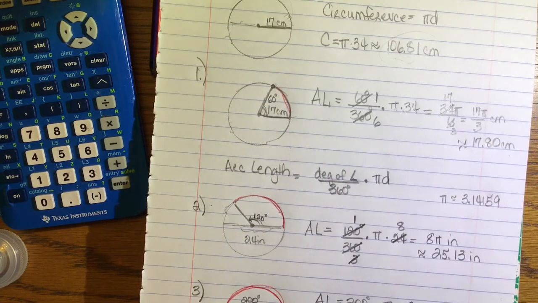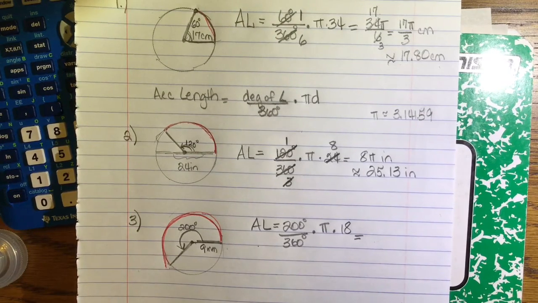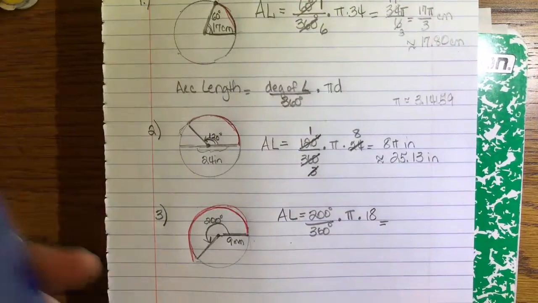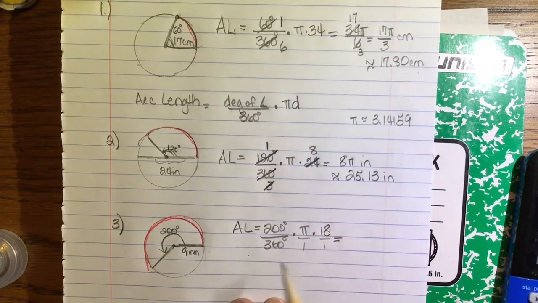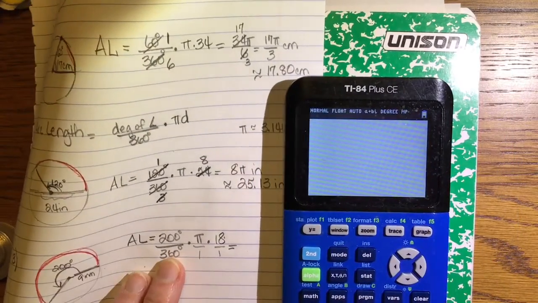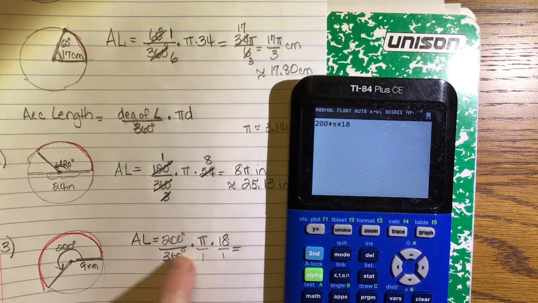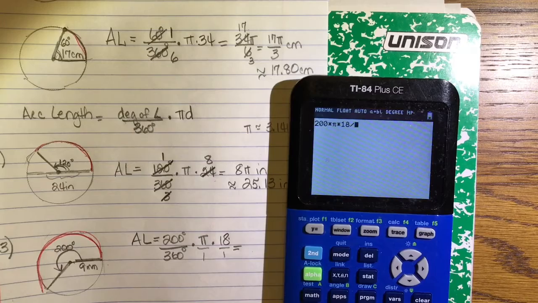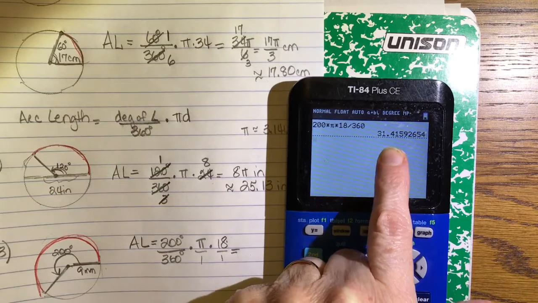Now, if you don't want to do the canceling, I like to do it, but if you don't want to, you can actually just type it like it's given. I'm just going to type the top. I'm going to put 1 under these, so I'm just going to do this times that divided by 360, and it'll work. So I've got 200, times pi times 18. That's my top. Now the bottom's just 360 times 1, so I'm just going to divide by 360. And I get 31 point, and now the 5's going to make that round to 42.